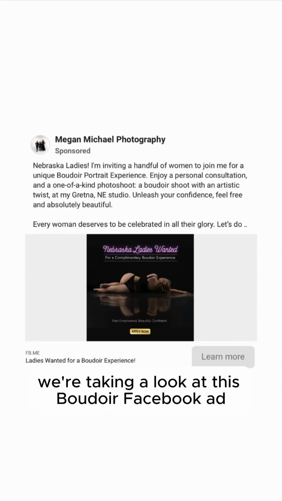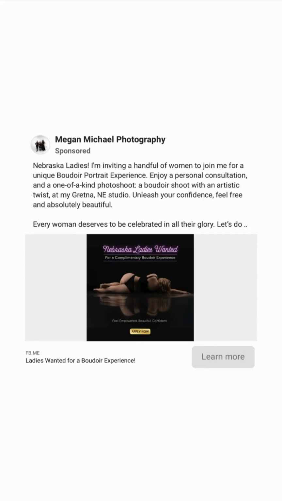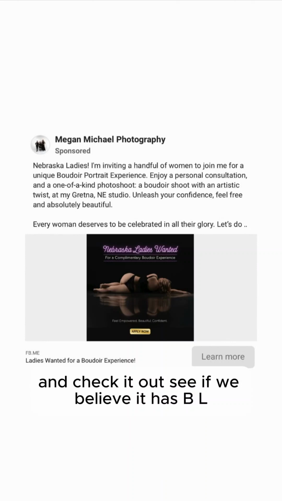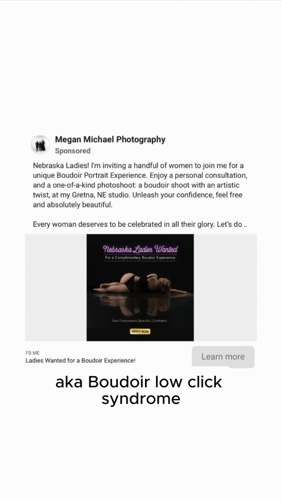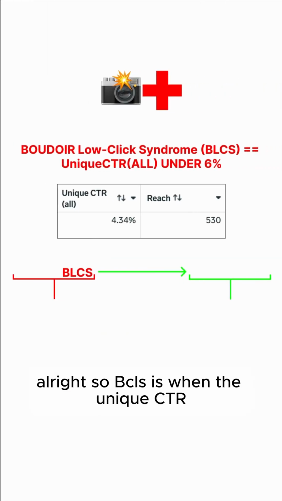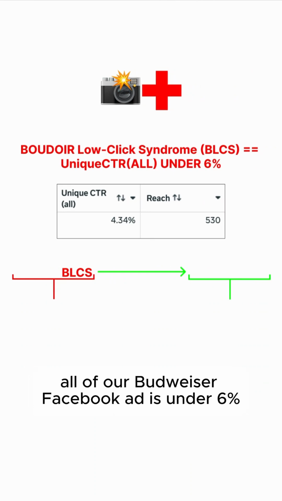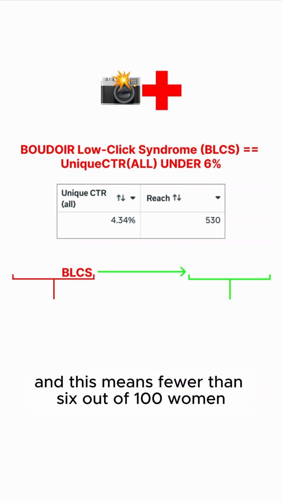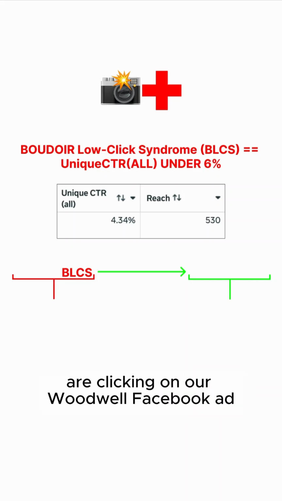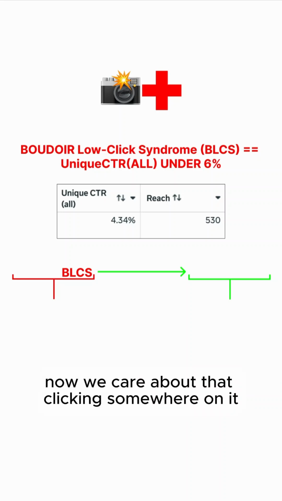All right, y'all, we're taking a look at this Boudoir Facebook ad. Going to check it out, see if we believe it has BLCS, aka Boudoir low click syndrome. BLCS is when the unique CTR all of our Boudoir Facebook ad is under 6%. This means fewer than 6 out of 100 women are clicking on our Boudoir Facebook ad, and we care about them clicking somewhere on it.